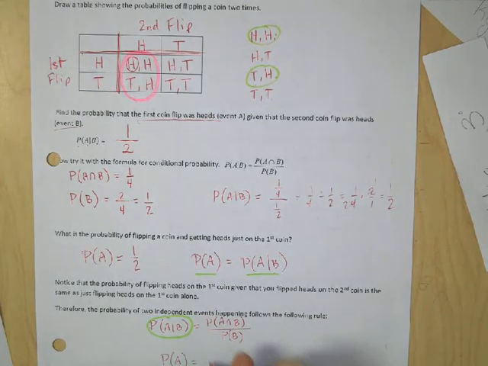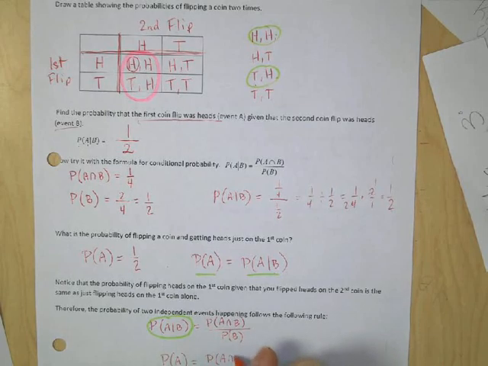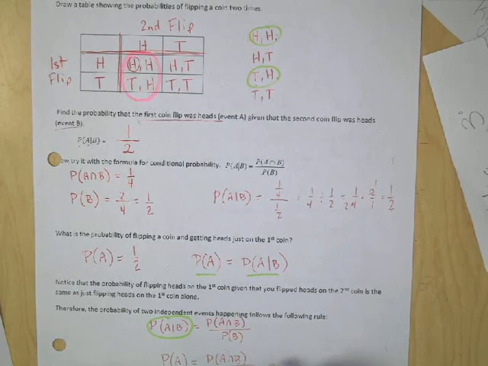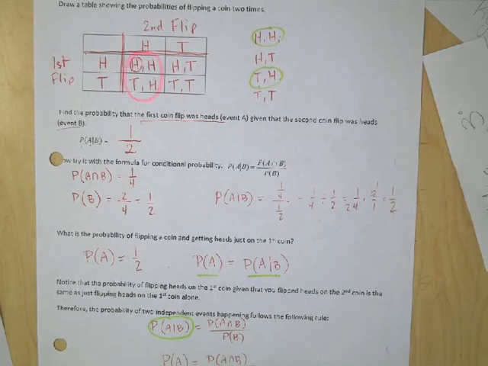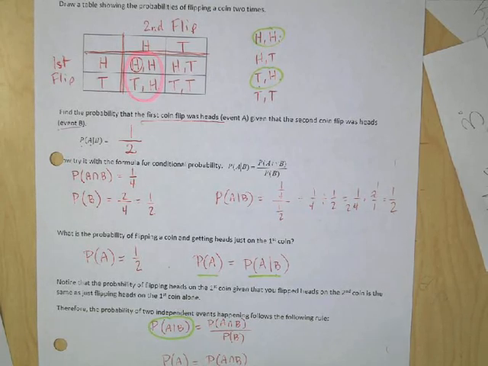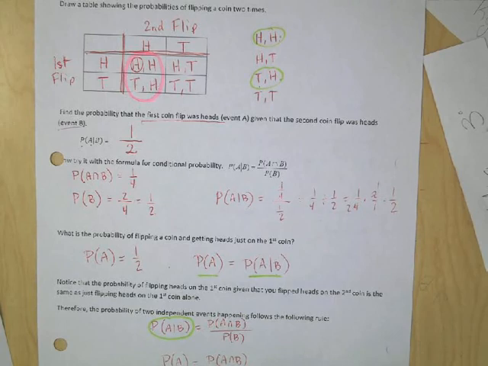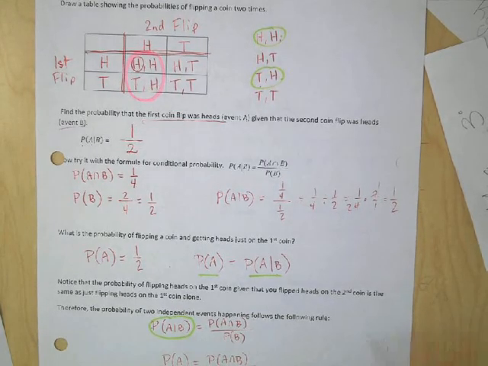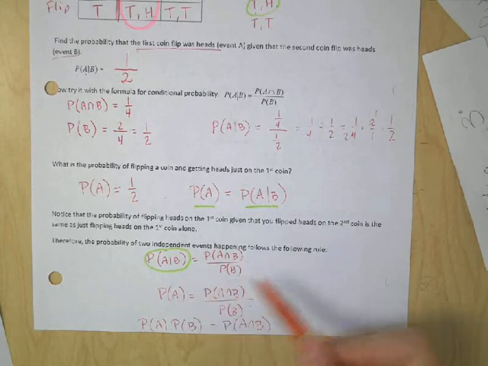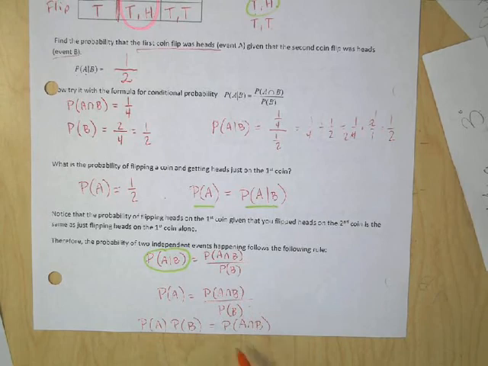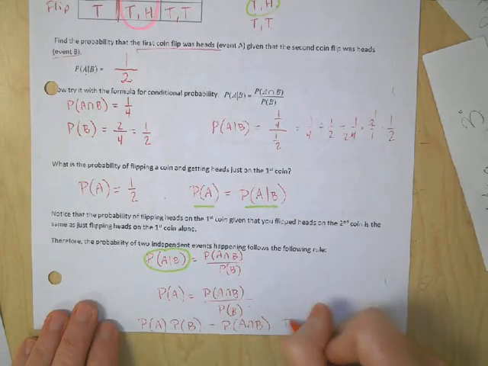So the probability of A is equal to the probability of A and B divided by the probability of B. And then we can rearrange this. We can multiply both sides by the probability of B, and we get the probability of A times the probability of B is equal to the probability of A and B. So if events are independent of each other, you can simplify the conditional probability rule to just saying that the probability of A times the probability of B is equal to the probability of A and B happening. Okay? So this is only for independent events.